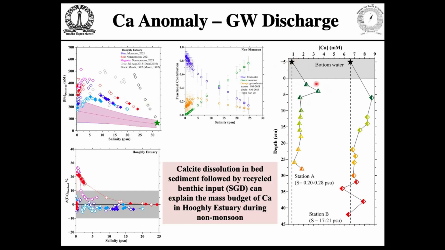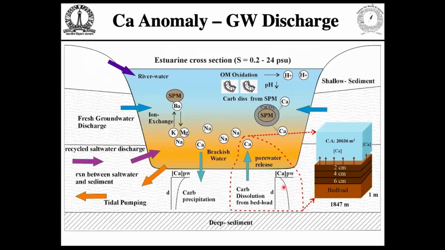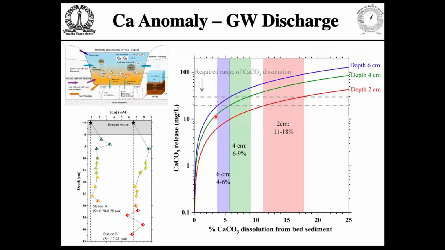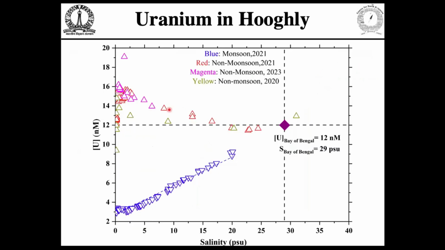the shallow pore waters have excess of calcium. We think that this is dissolution of calcium carbonate through oxidation of organic matter. And this dissolution of calcium carbonate in the pore waters is supplying excess calcium to the river water and giving us the profiles that we get. We don't need a lot of calcium carbonate, but this works fine.